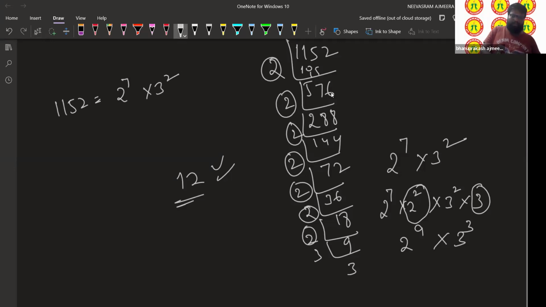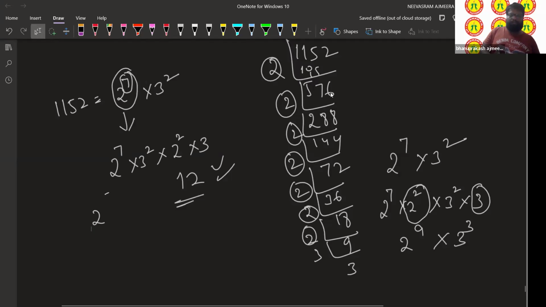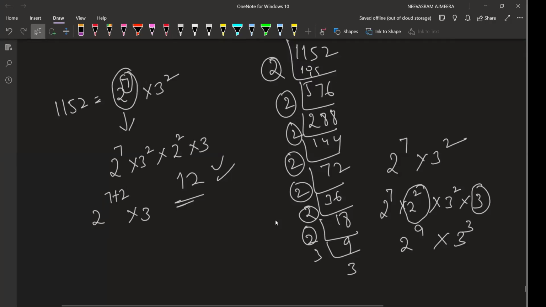So what I am doing here, this 2 to the power of 7, will it become a perfect cube? No way. To become a perfect cube, the power should be a multiple of 3. So to become a multiple of 3, I am multiplying this with 2 square and with 3. Now a to the power of m into a to the power of n is 2 to the power of 7 plus 2, that is 2 to the power of 9, and 3 square is nothing but. Sir, just a minute, I am getting a call.